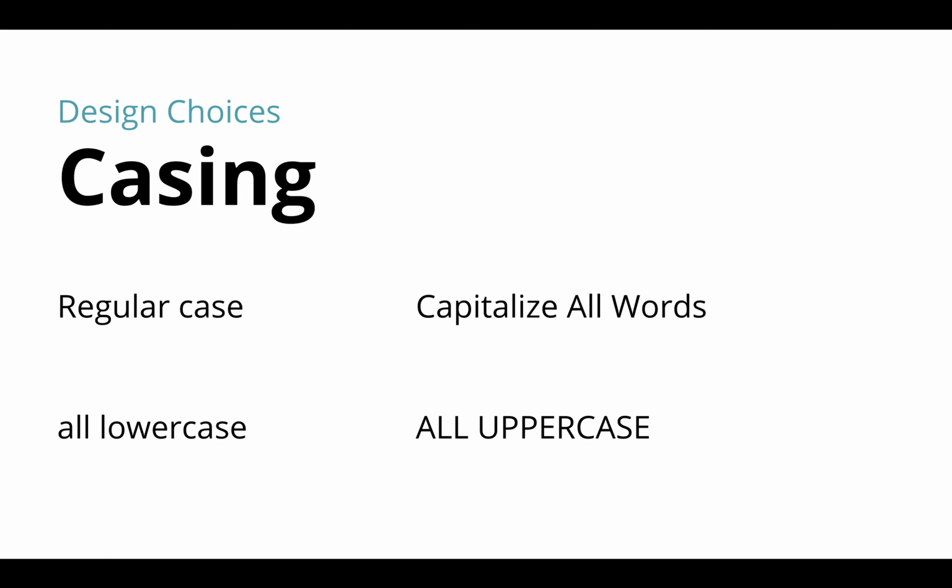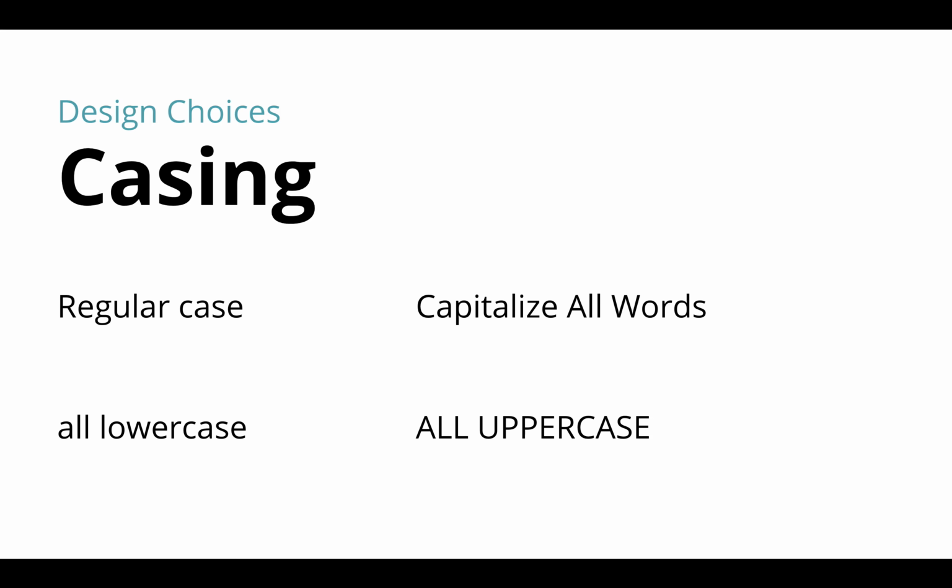So let's talk about all the design choices, because really to design means to plan, right? Design is nothing but a series of choices. And so you have to be aware of all your choices. And so for text, our first design choice, besides obviously the typeface and things like that, is casing.